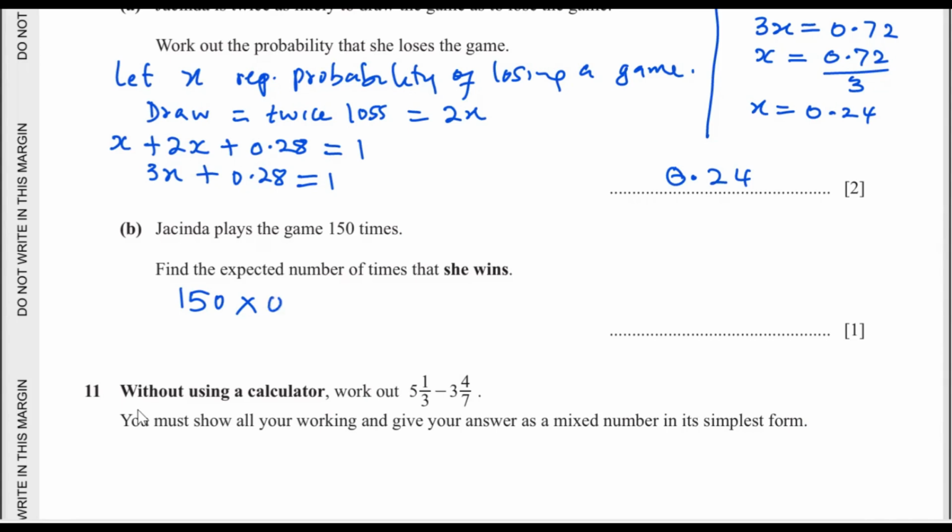So we have 0.28. And when we multiply 150 by 0.28, it gives us 42. So out of the 150 games, she will win 42 of these 150 games.